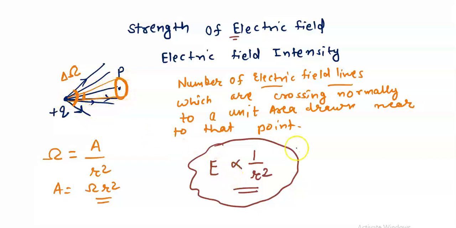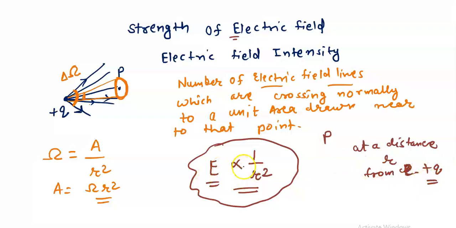So suppose point P is situated at a distance small r from the source charge, from charge plus Q, then its electric field intensity is inversely proportional to r square. This is what is established with the help of the concept of solid angle. The concept of solid angle is involved here, and by that we got the idea that the electric field intensity follows the inverse square law.